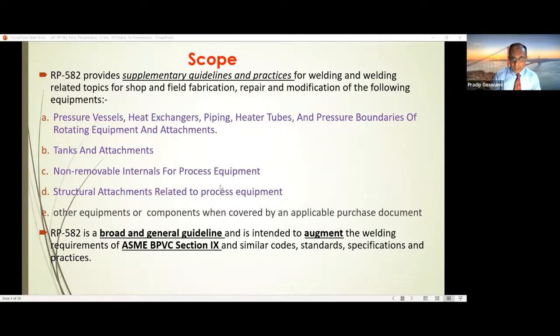RP 582 is a broad and generic guideline and is intended to augment the welding requirements of ASME Section 9 and similar code standards, specifications and practices. What it means is that ASME Section 9 will be there if it is chosen as a qualification code for welding procedures, but RP 582, when it is in place, may supersede the requirements of Section 9, and that is based on the mutual agreement of the vendor and the client, as well as the process and the project requirements.